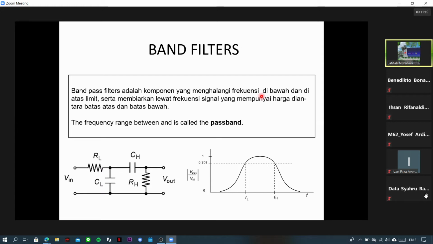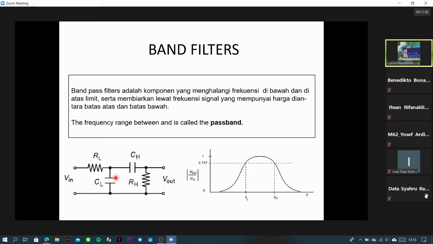The next, number 3, is band filters. You already know the low pass filters and high pass filters, and now the third is band filters. It is basically a combination of the low pass and high pass filters. We can check out the electrical arrangement here. If you combine them together, then you get band filters.